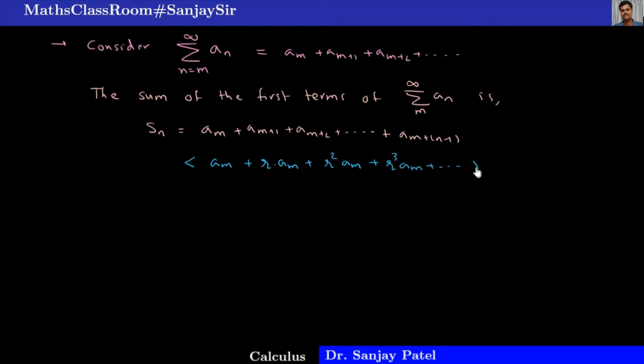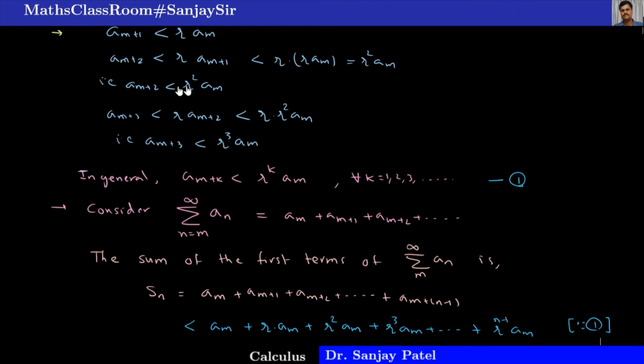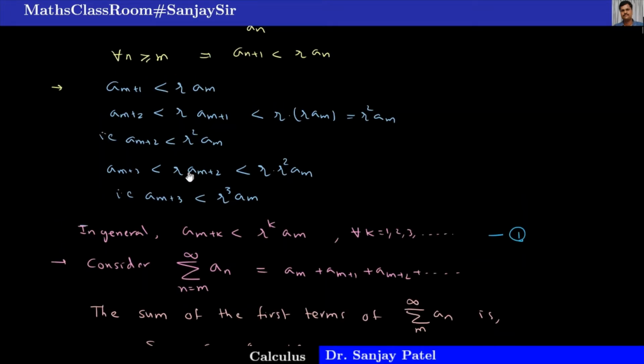plus and so on plus, where for a_{m+2} it is r square here. For a_{m+1}, we have r raised to 1. For a_{m+3}, we have r cube. So for a_{m+n-1}, we have r raised to n minus 1 into a_m. So this sum is less than this thing because of result number 1. Okay, what is result number 1? This is the general form, which we have derived from our observation.